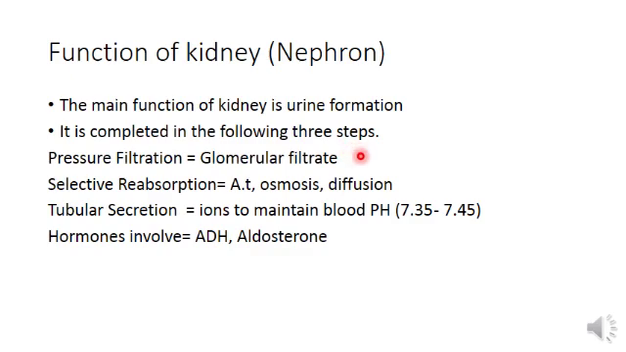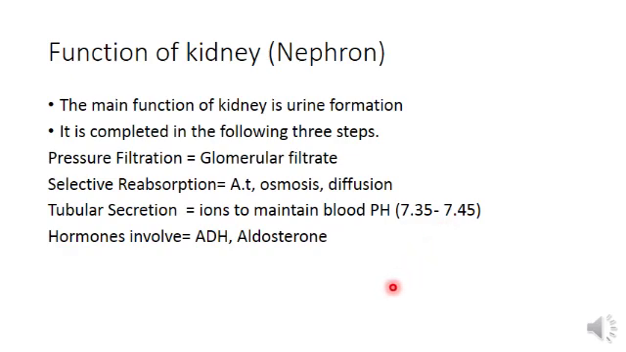The formation of urine consists of these three steps: pressure filtration, selective reabsorption, and tubular secretion. What happens in pressure filtration? During pressure filtration, glomerular filtrate is formed. Selective reabsorption is the reabsorption of not the waste products, but the essential products, and it happens through active transport, osmosis, and diffusion. Tubular secretion is the secretion of ions that are used to maintain the blood pH, and the normal blood pH is from 7.35 to 7.45.